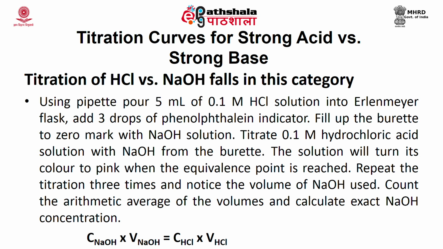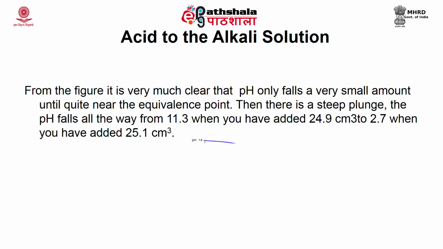Acid to alkali solution. From the figure, or from the graph of pH versus volume of acid added to the alkali solution, it is very clear that pH only falls a very small amount until quite near the equivalence point. There is a sharp decrease: the pH falls all the way from 11.3 when you have added 24.9 ml to 2.7 when you have added 25.1 ml of acid to the solution.